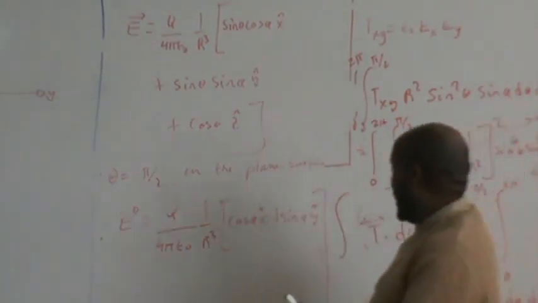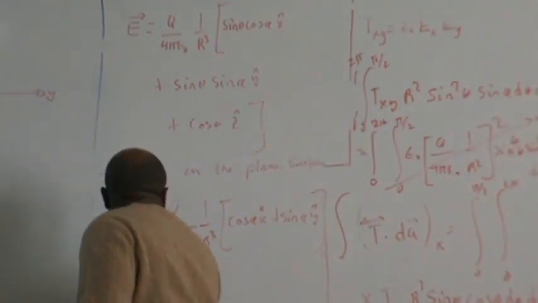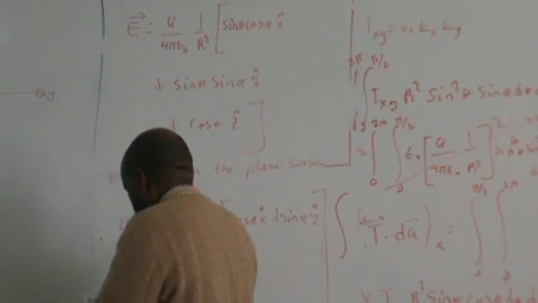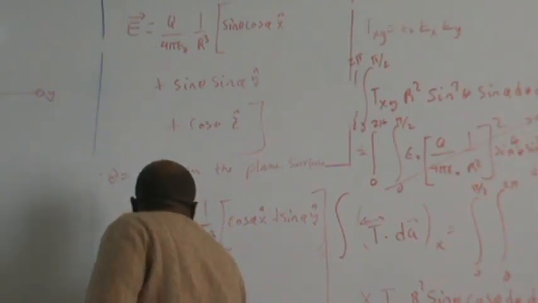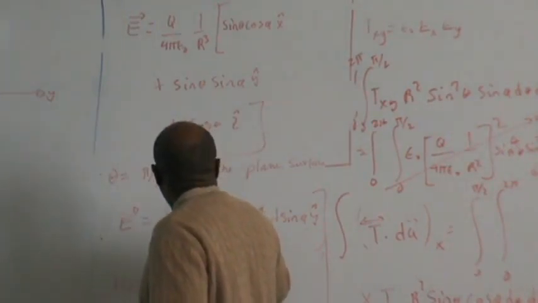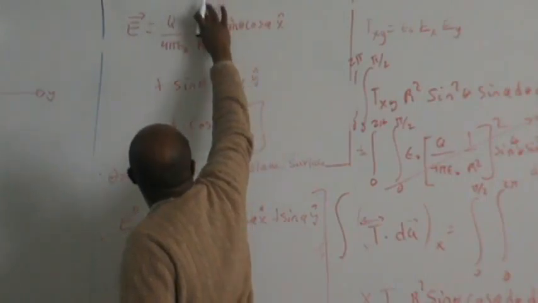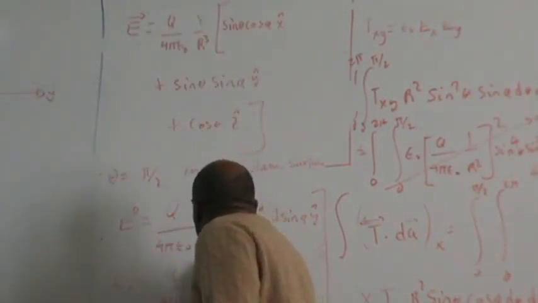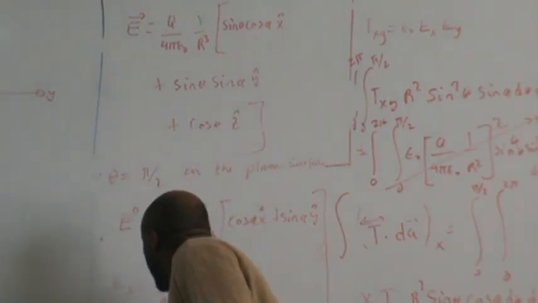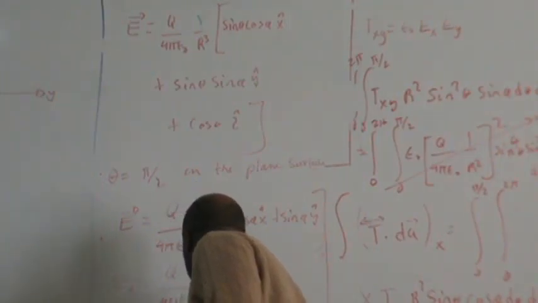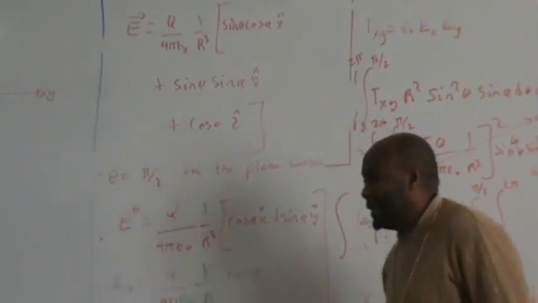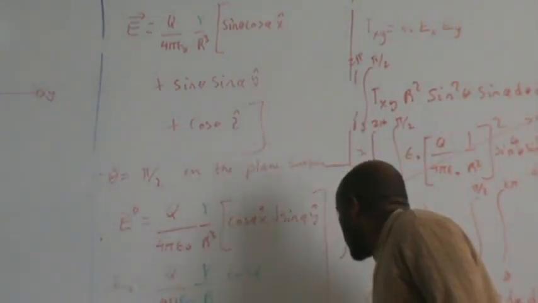So what does that tell you? That tells you Ex is Q over 4 pi epsilon naught, there should be r here, r over r cubed, cosine of phi, and Ey is going to be Q over 4 pi epsilon naught, r over r cubed, sine of phi, and Ez is 0.